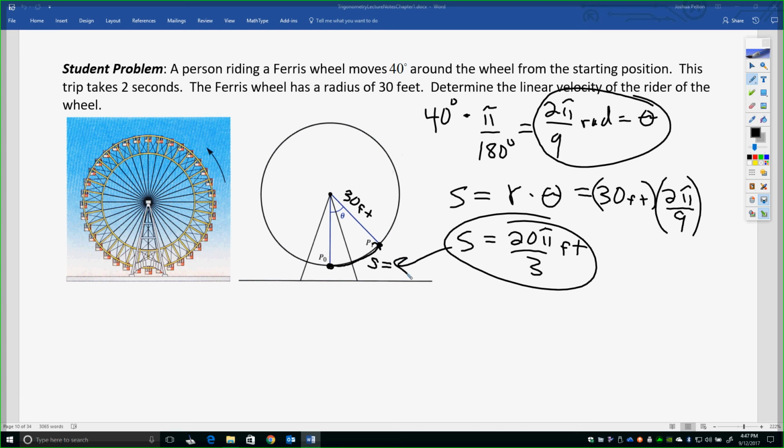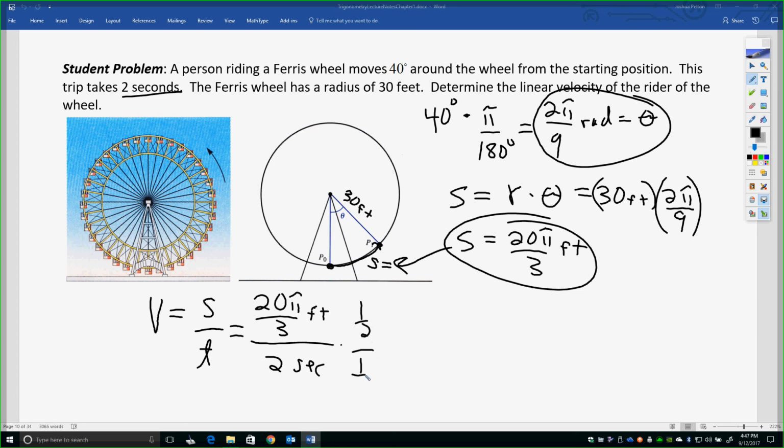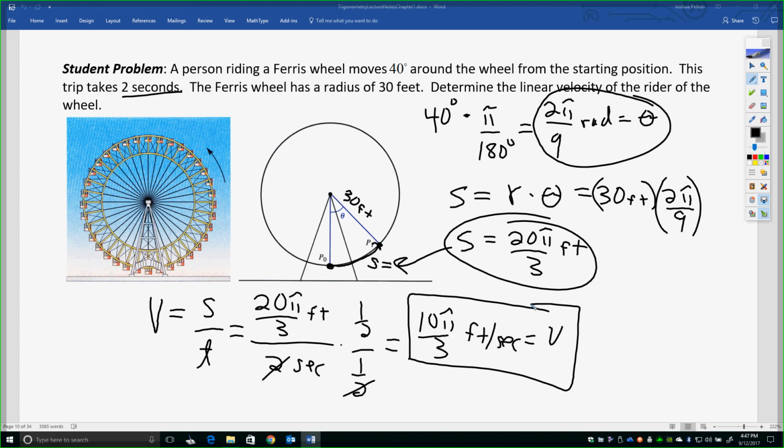I know the angle that I traveled, I know the distance I traveled, so now I can figure out how fast I was going. And velocity equals the arc length over time. And the arc length that I went is 20 pi over 3 feet. And the time period that took me was another 2 seconds. So I'm going to multiply it by 1/2 and 1/2. So that'll cancel, leaving me with 1 second. So that'll leave me with 10 pi over 3. And the label will be feet per second, which makes sense. That's a speed or a velocity, which is a linear speed that you went. Okay, that is the end of part 2.